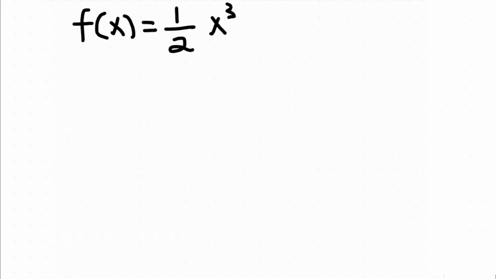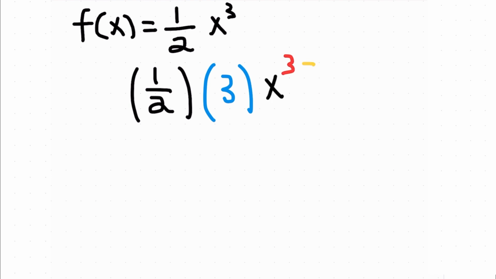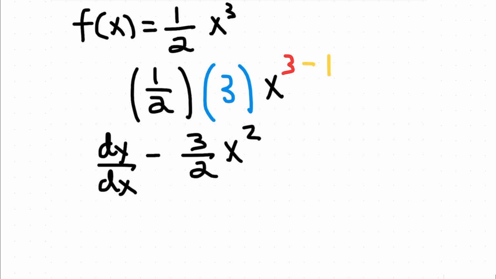Let's try some practice problems. Here, let's solve for the derivative of this function. Move the 3 down to the coefficient, and then subtract 1 from 3. Multiply 1/2 and 3. Our final answer is 3 over 2x squared.